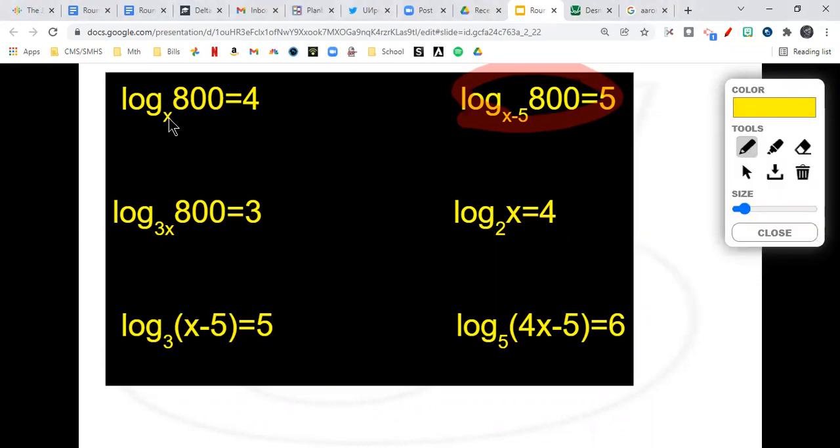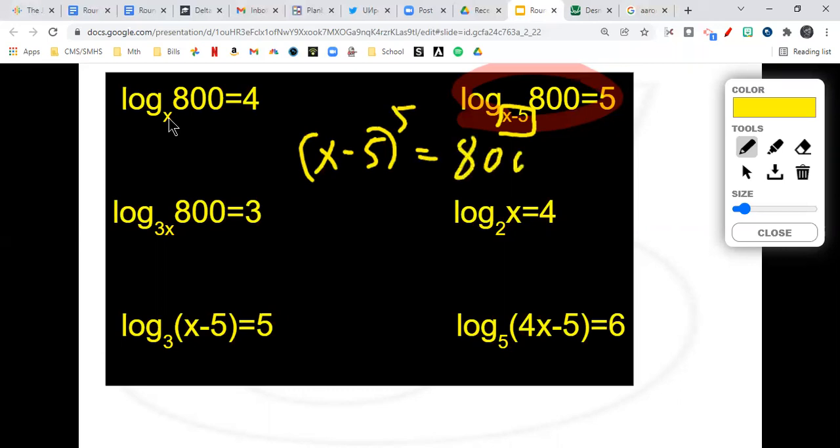right? So we've got it in log form. Now I'm going to put it in exponential form. So it ends up becoming x minus 5. This is the base. And now that is going to be raised to the 5th power. And that's going to equal 800. Okay. So now I don't have log. Before I didn't have log, and then I used log. Here, when I start off with log, it goes away. All right. So when we go to log form or exponential form, log is either showing up or it's going away.